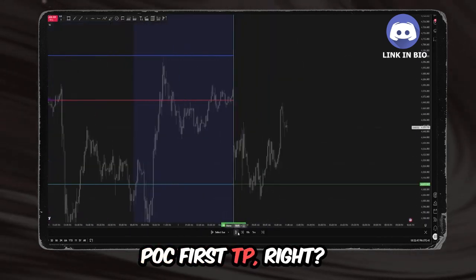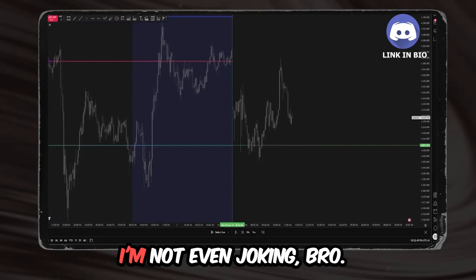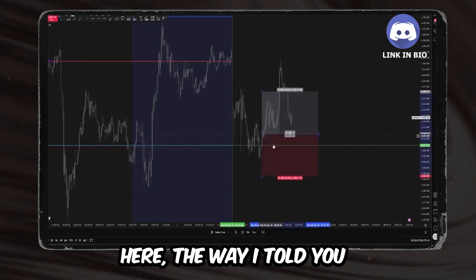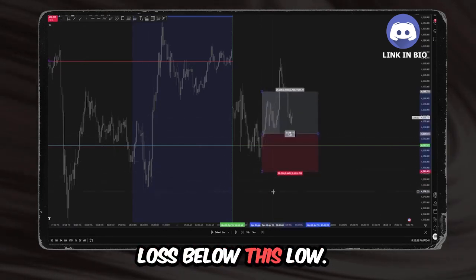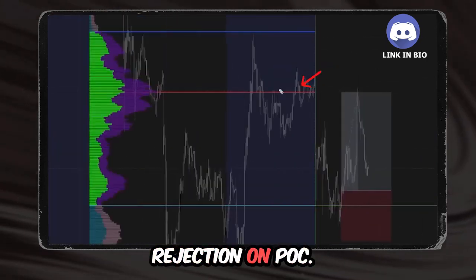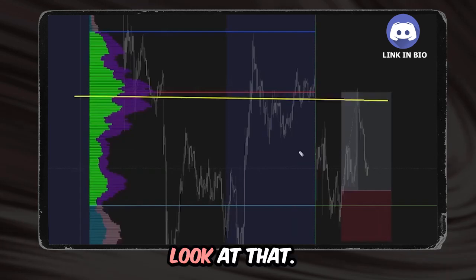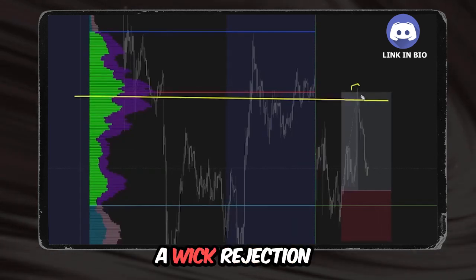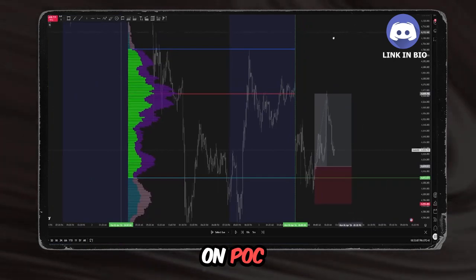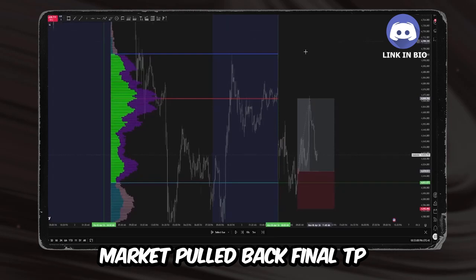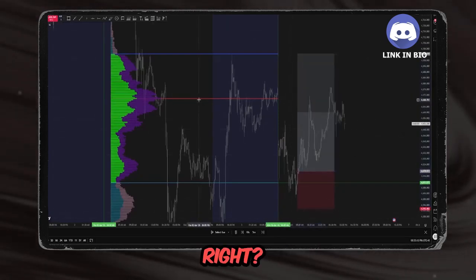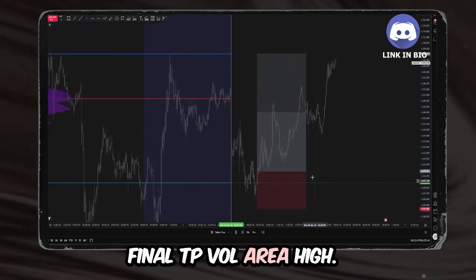POC, first TP, right? Look at this. I'm not even joking, bro. Look. This entry right here, the one I told you, like this. Maybe you stop loss below this low. Look at the perfect rejection on POC. Look at that. Exactly a wick rejection on POC. Market pulled back. Final TP, value area high. Right? Final TP, value area high.